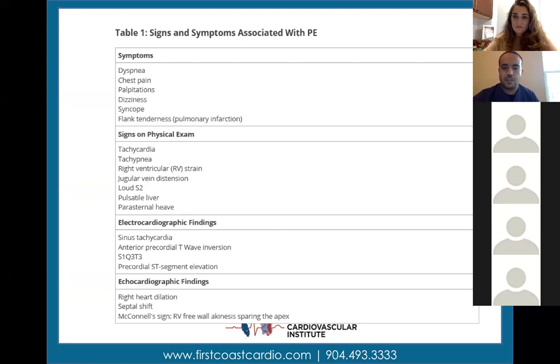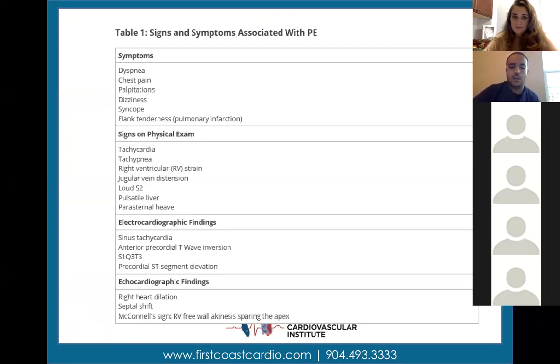The signs on physical exam: tachycardia, tachypnea, RV strain, JVD, loud S2, pulsatile liver, parasternal heave. If you can feel one, just let me know. EKG findings: you see sinus tach, anterior precordial T-wave inversion, and the famous S1 Q3 T3 on EKG. So there's an S wave in lead 1, a Q wave in lead 3, and a T wave inversion in lead 3 as well. With some precordial ST elevation, sometimes you can see it.